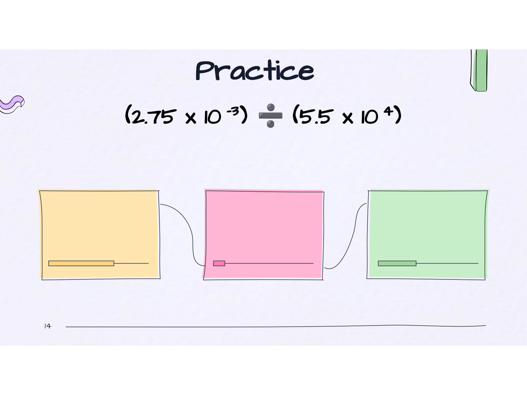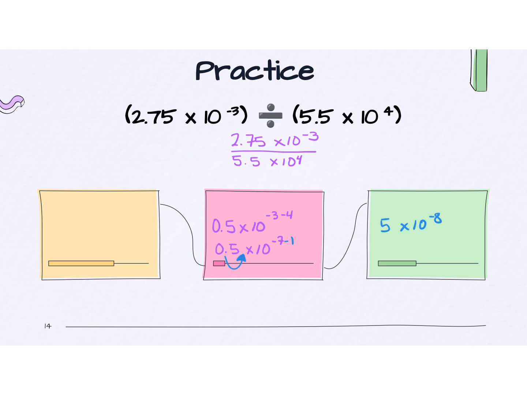This is our last example, and this is our quotient rule. It's division. I'm going to rewrite it for you in case you're not exactly sure how to write it. So it's 2.75 times 10 to the power of negative 3 divided by 5.5 times 10 to the power of 4. Give it a try. Come on back.